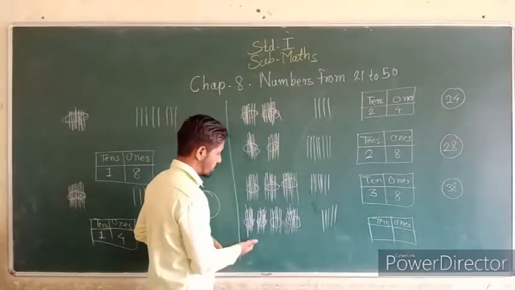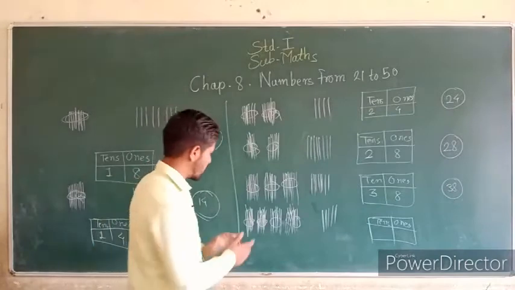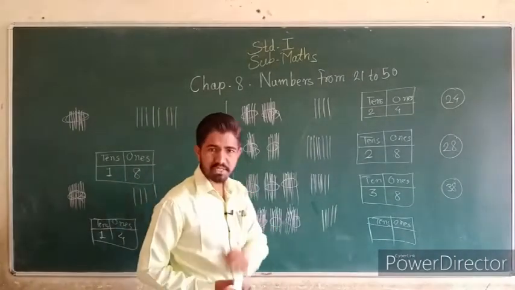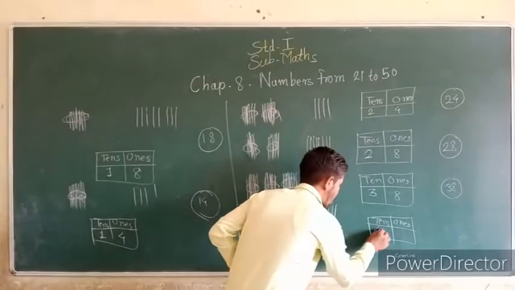First we have to count 1 2 3 4. How many bundles are there? 4 bundles are there. 1 2 3 4. So that's why we have to write in the tens. We have to write 4 bundles of 10.